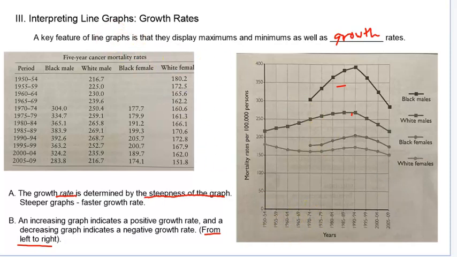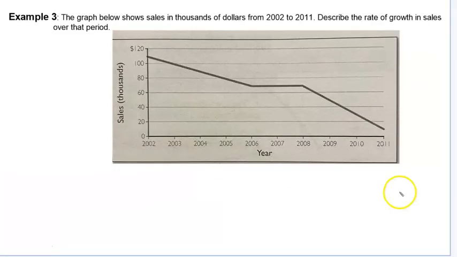All right, so let's take a look at our next example. The graph below shows sales in thousands of dollars from 02 to 11. Describe the rate of growth in sales over that period. Okay, so we'll just kind of take these. There's really 3 separate periods here that we look at.